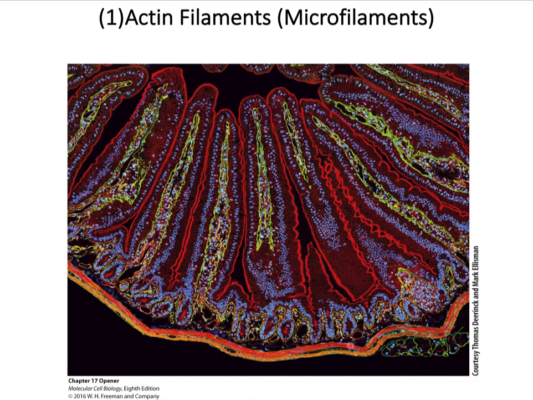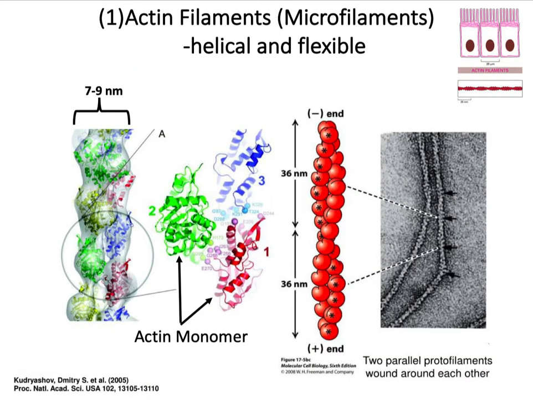That's the outside of the intestine. So the first filament that we are going to talk about are actin filaments, and sometimes these are referred to as microfilaments. These are polymers of actin monomers. When the monomers come together, they form a helical twisted structure.